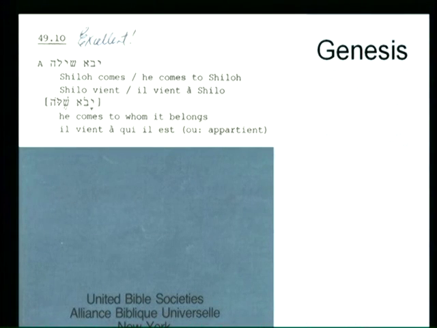You have a rating given as to the certainty for the reading, and a certainty for the Hebrew. A translation in English, a translation in French, then an alternate reading provided by those who think it should read otherwise. He comes to whom it belongs, Yavo Shelo, instead of using Shiloh. Notice the yod up there makes a big difference. And in some places, they go on to have greater discussion, more discussion of it.